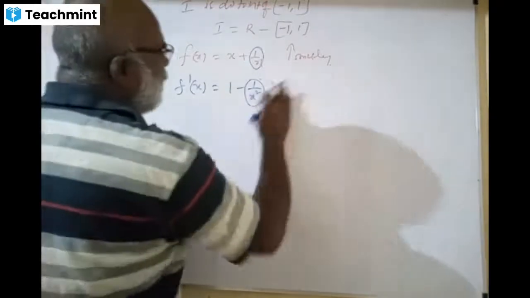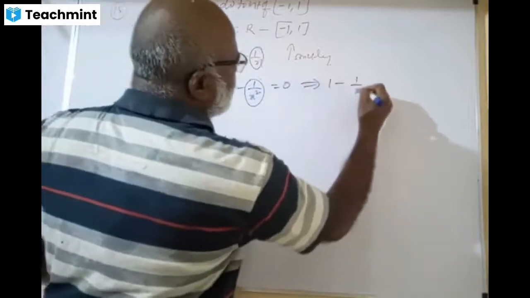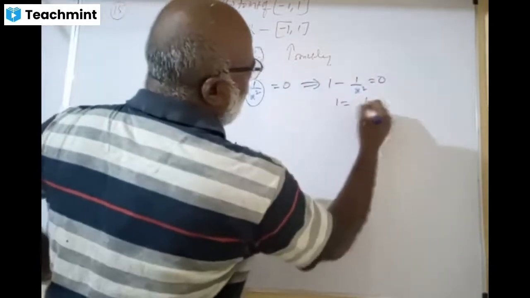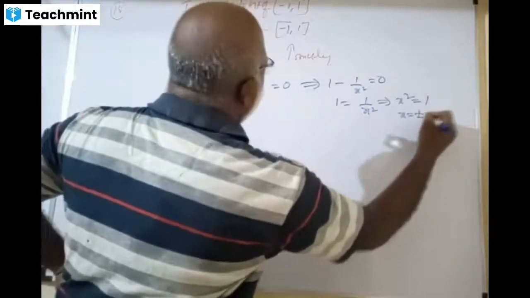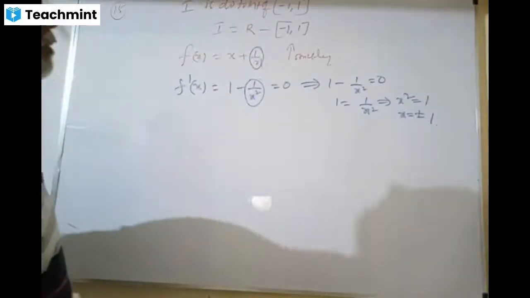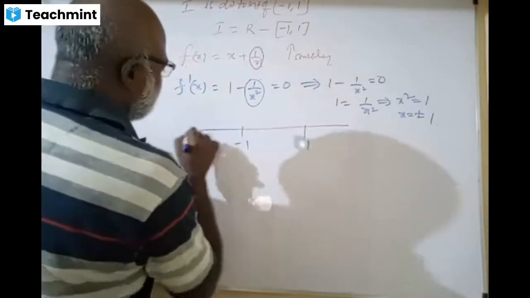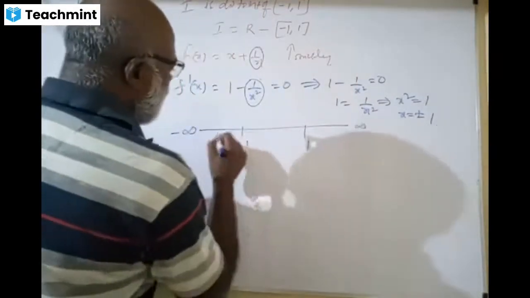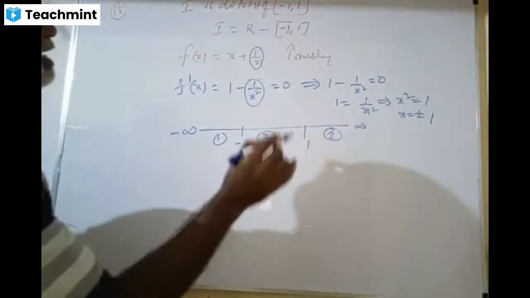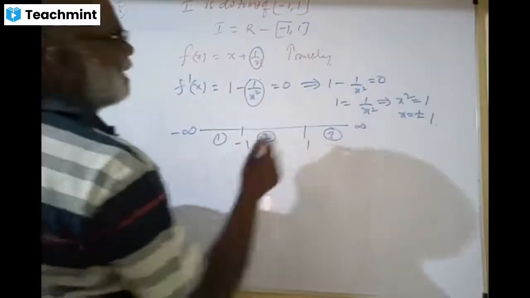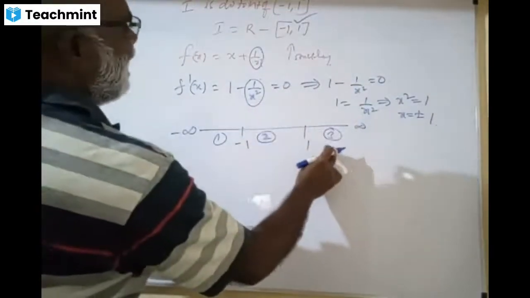Okay, now take this equal to 0 here: 1 minus 1 by x square equal to 0, so 1 equals 1 by x square, which implies x square equals 1, x equals plus or minus 1. So now we have minus infinity to -1, -1 to 1, and 1 to infinity. You take the intervals, and I will show you that except in the second interval, everywhere it is strictly increasing.